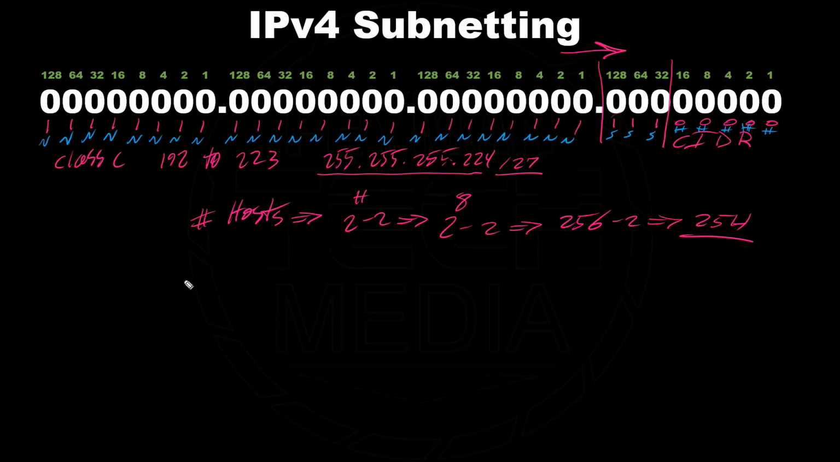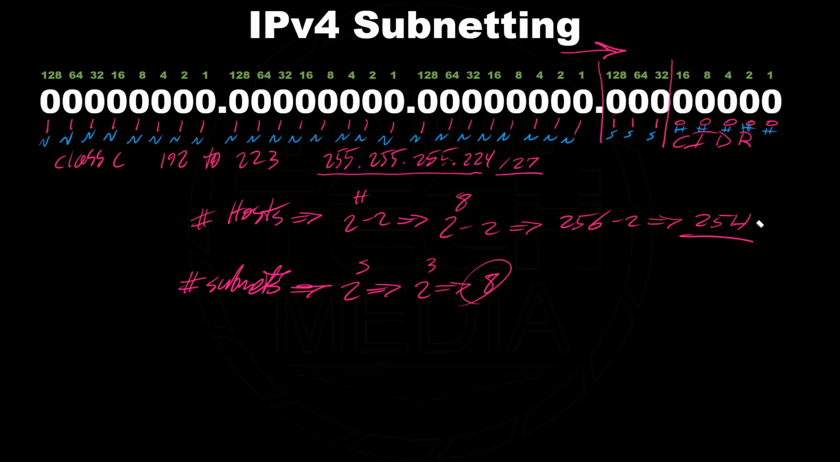Well, the number of subnets is 2 to the power of subnet bits. How many subnet bits do we have? The bits that we borrowed from host bits are considered subnet bits. 1, 2, 3. 3 subnet bits, right? 2 to the power of 3, which is 8.